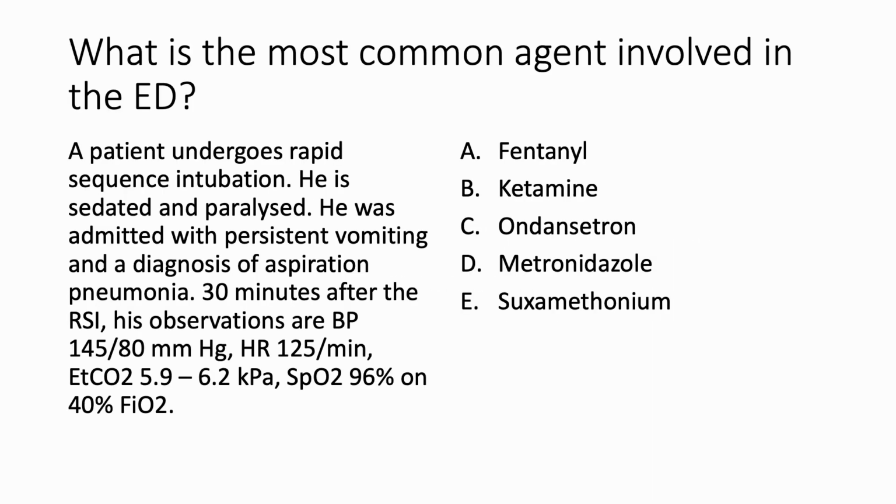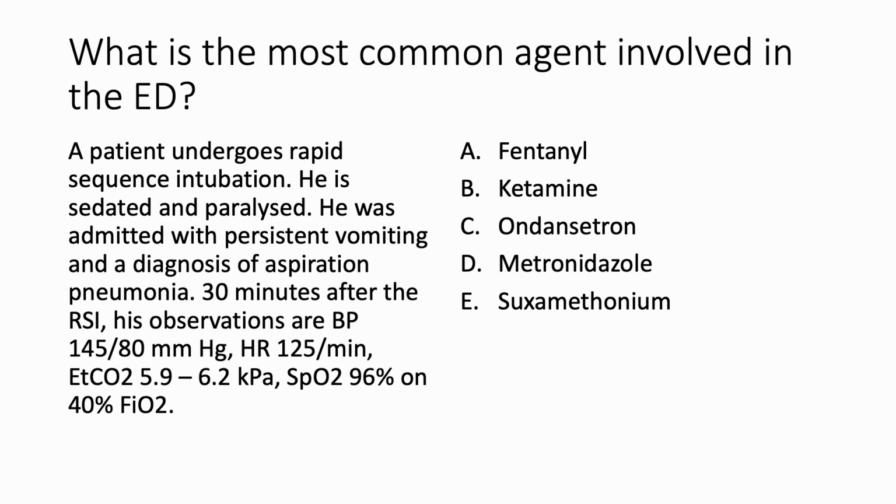What is the most common agent involved in the ED? A patient undergoes rapid sequence intubation. He's sedated and paralyzed. He was admitted with persistent vomiting and a diagnosis of aspiration pneumonia was made. 30 minutes after the RSI, his observations are blood pressure of 145 by 80, heart rate 125, EtCO2 5.9 to 6.2, saturating 96% on 40% FiO2. The options are fentanyl, ketamine, ondansetron, metronidazole, suxamethonium.